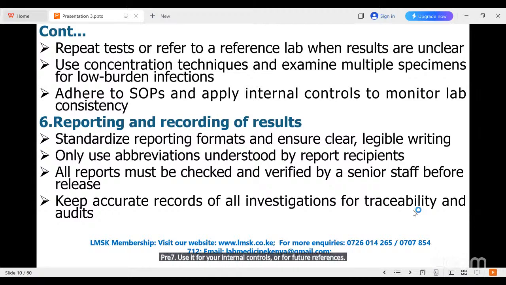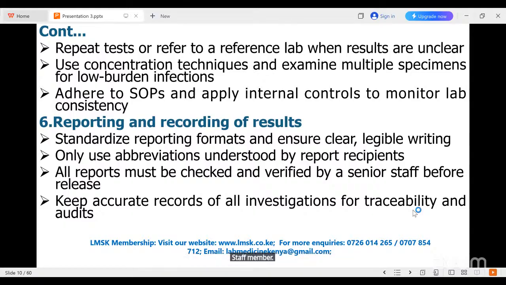On reporting and recording of results, always use a standard format. In our lab, you come up with your standard format. It might not be the same as another county, but make sure that you standardize your reporting formats and ensure they are always clear and neatly written. Use abbreviations that can be understood by report recipients. These are nurses, medical doctors, clinic officers, whoever requested for a test should be able to understand the abbreviations that you used. All reports must be checked and verified by a senior staff member.